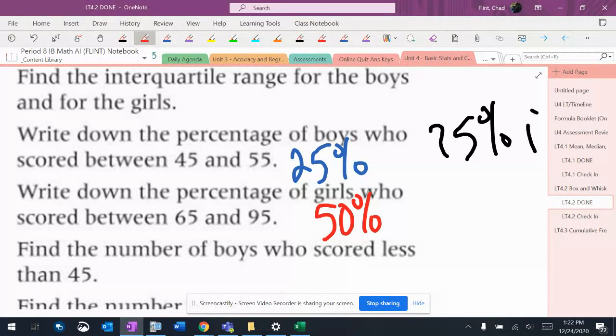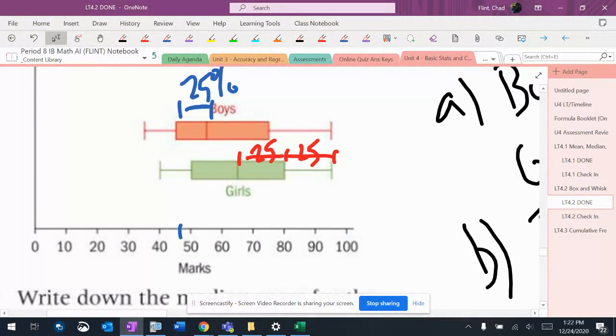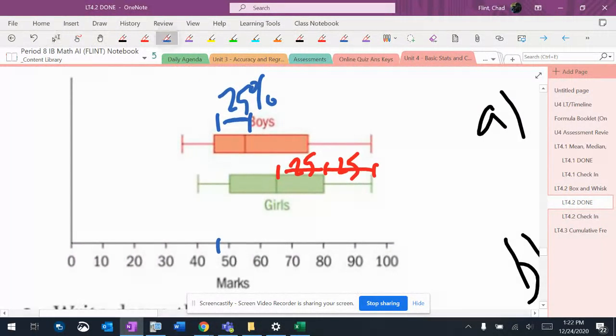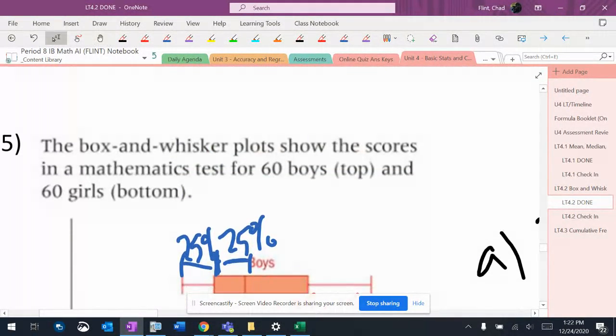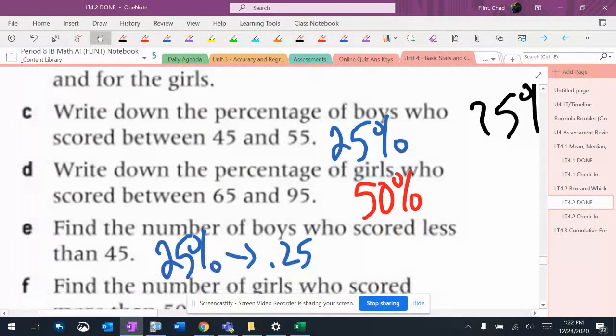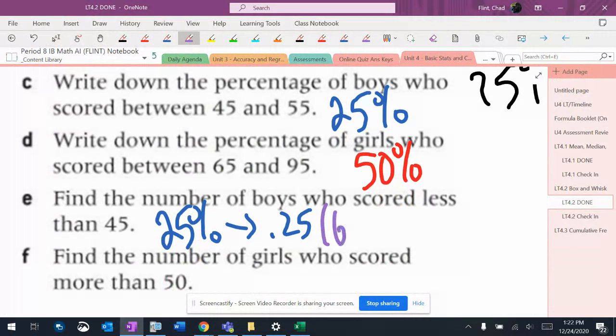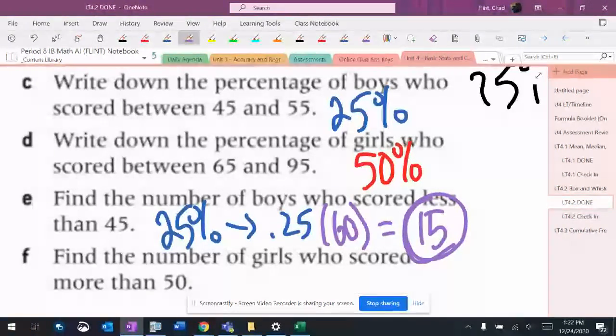Find the number of boys who scored less than 45. So if I go up to my graph again, 45 was right here. So that means there's 25% here. Now it doesn't want the percentage, it wants the number. But I'm going to start with a percentage. So 25%, which is 0.25. Now it must tell me how many people this looked at. So up here it says there were 60 boys and 60 girls. So I need to know what 25% of 60 is. So that means I take that and multiply it by 60. All right, that's going to give me 15 if you actually do that in the calculator.